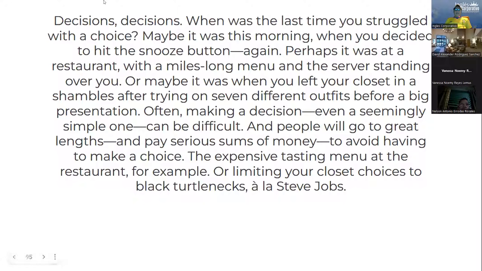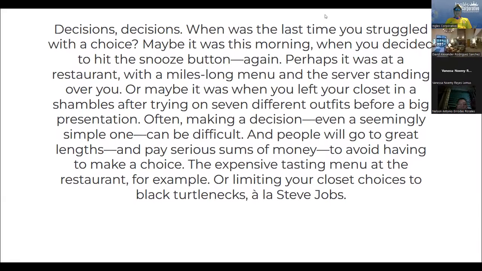Okay, and let's check about some things here. It says, when was the last time you struggled? What is struggle? Do you remember? I remember it's like fight. Very good. It's like when you're fighting inside of you about doing or not doing something. So you don't know what to do, right? So with the choices, maybe it was this morning when you decided to hit the snooze.